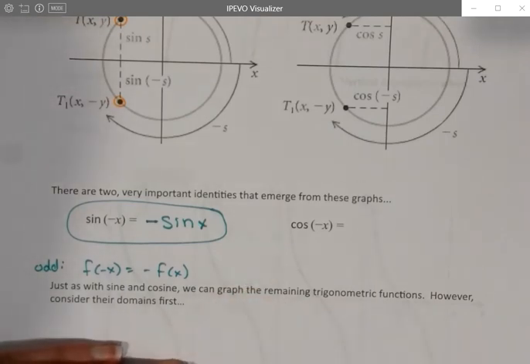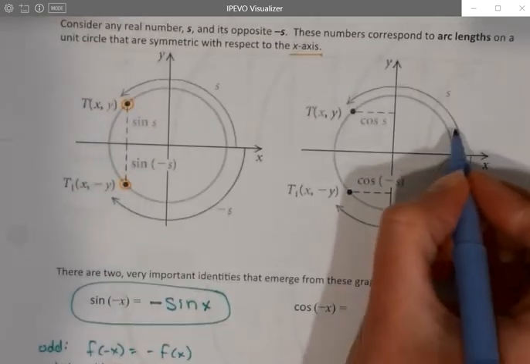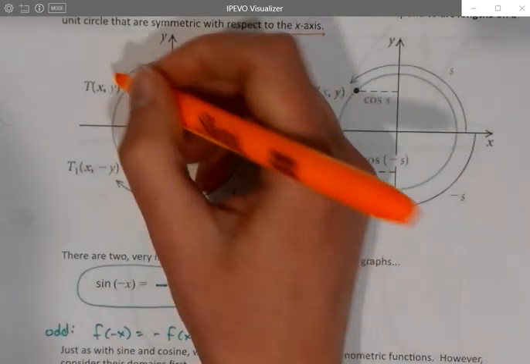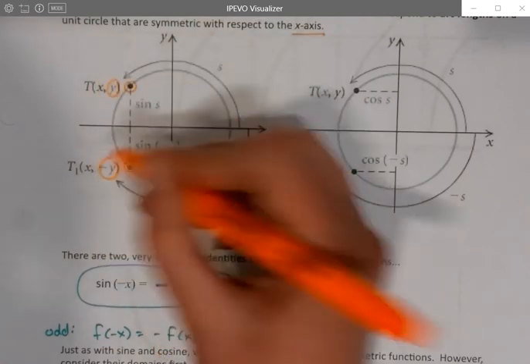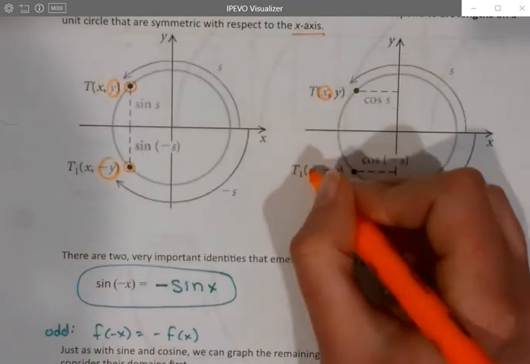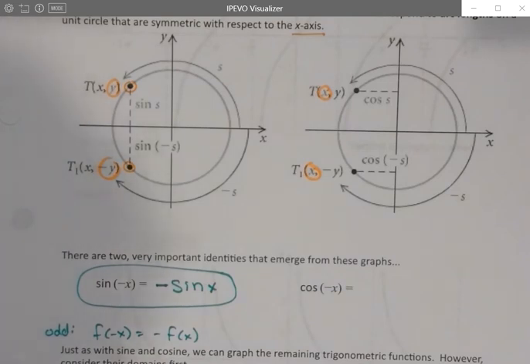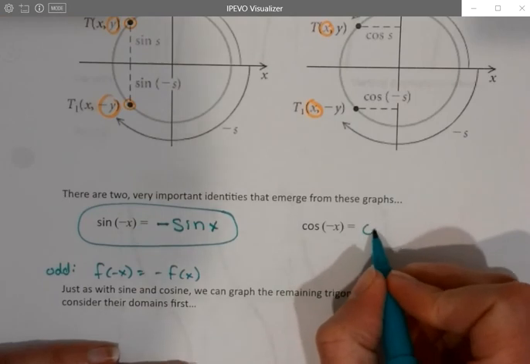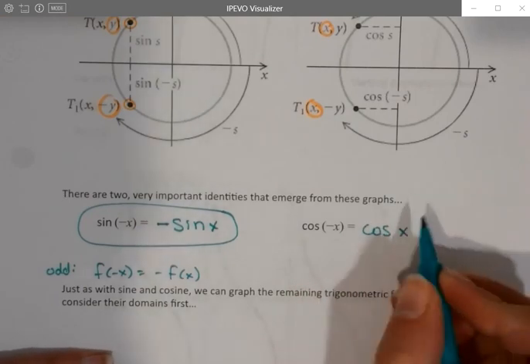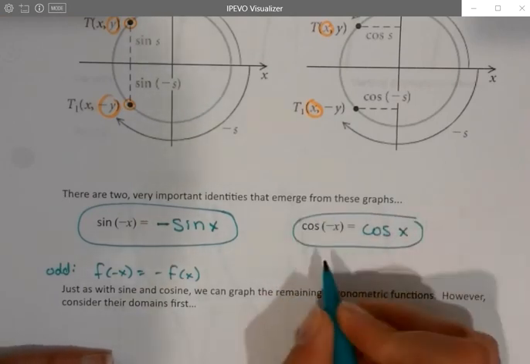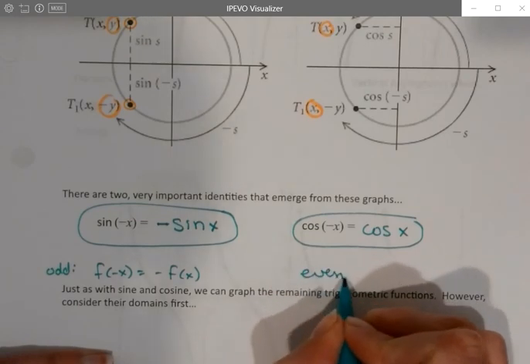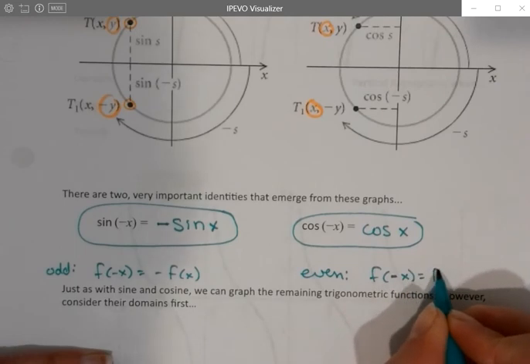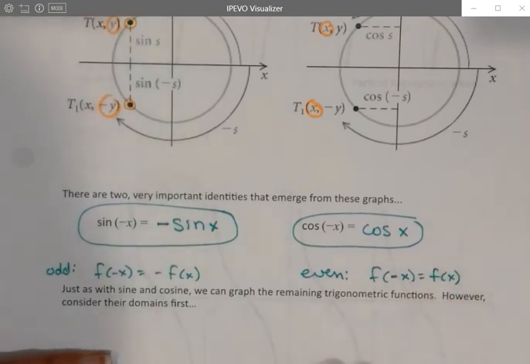Now, cosine relates to the x values, whereas sine relates to the y values. That's why you have the positive and the negative for sine. For cosine, the x values are both going to be positive. So the identity is cosine of negative x is equal to cosine of x. And again, our general identity for evens that we saw a long time ago is f of negative x is equal to f of x. So it's true for any even function, including cosine of x.